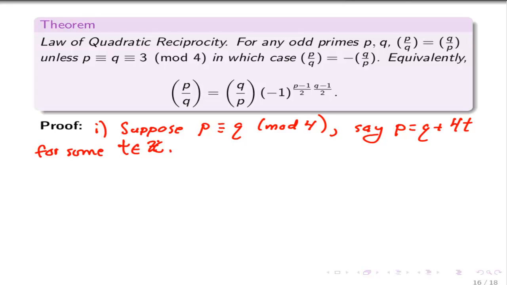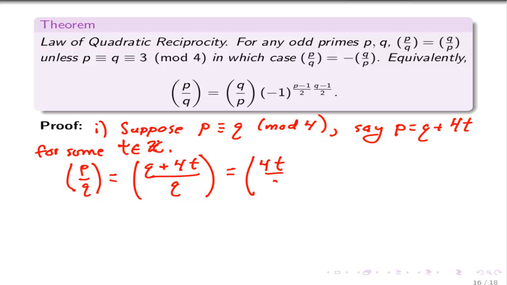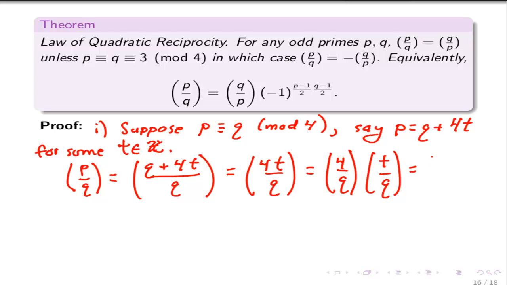Then what? Well, let's just calculate P over Q. So P over Q is then (Q plus 4t) over Q. Now the Legendre symbol, I only need the value of the top mod Q, so that's just 4t. It's a multiplicative symbol, and 4 is a perfect square. So 4 over Q is just 1. Okay, so there's P over Q.